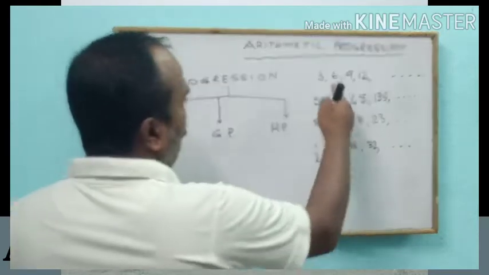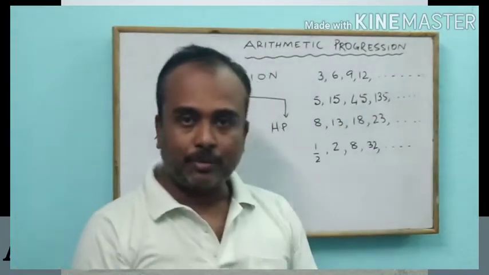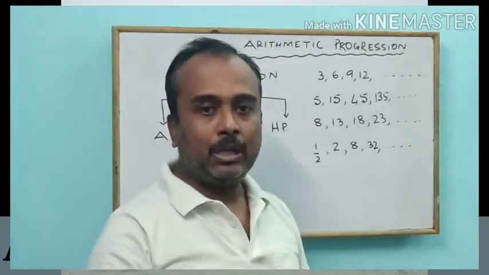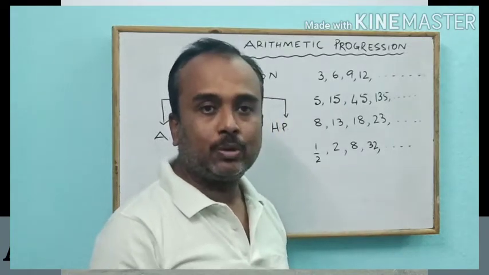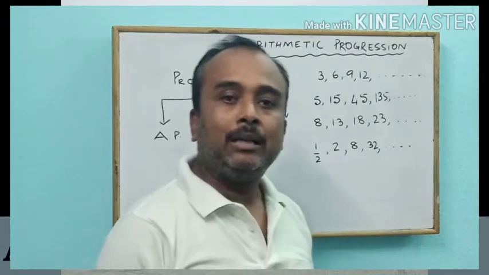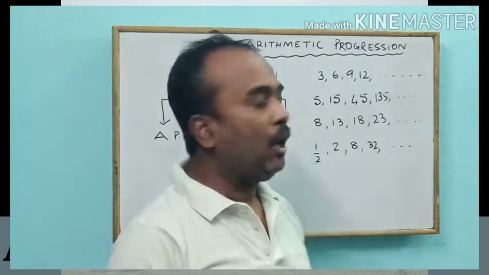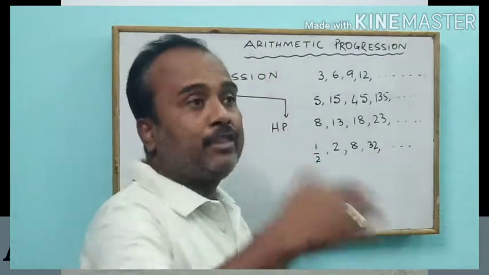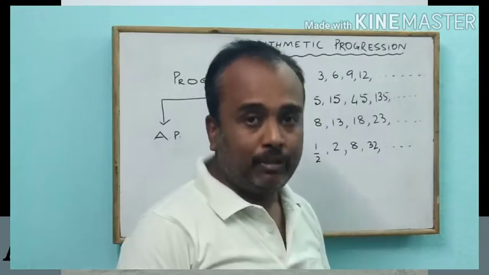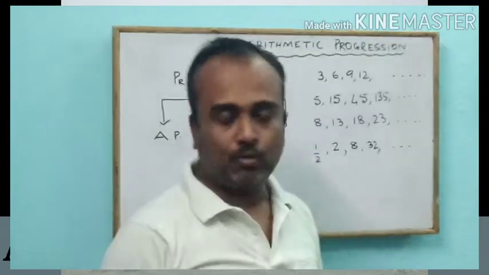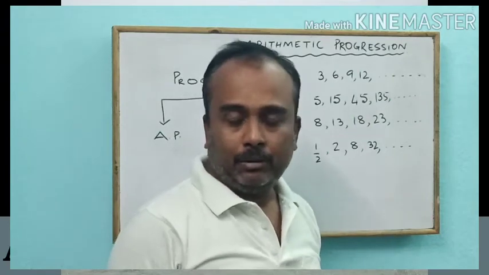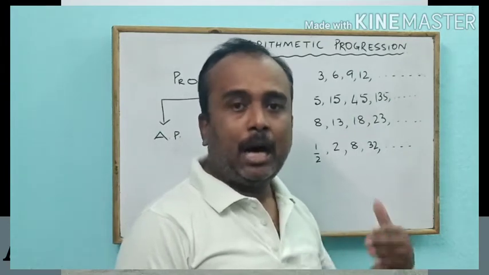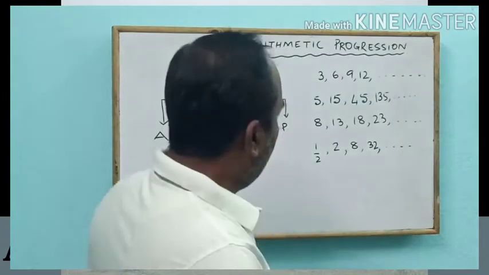So this is what is progression. Progression is a set of numbers which has a certain pattern so that the next number can be said. Or we can say after 7 numbers what will be the next number, or after 10 numbers, or after 11 numbers. So we can say what will be the number after so many numbers.